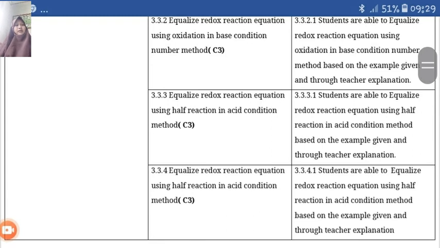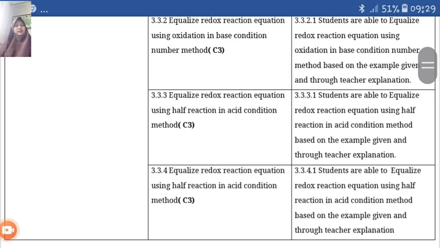And the next is 3.3.3, equalize redox reaction equation using half reaction in acid condition method. For the teaching learning objective, students are able to equalize redox reaction equation using half reaction in acid condition method based on the example given and short teacher explanation.